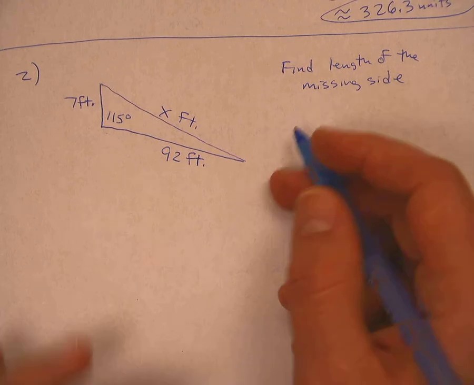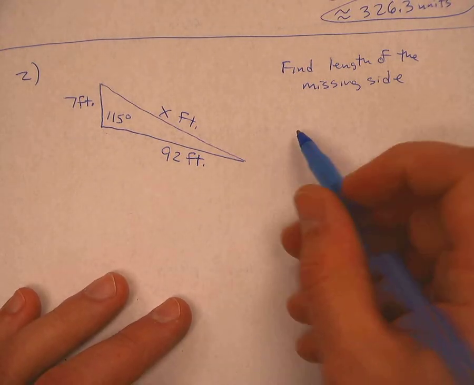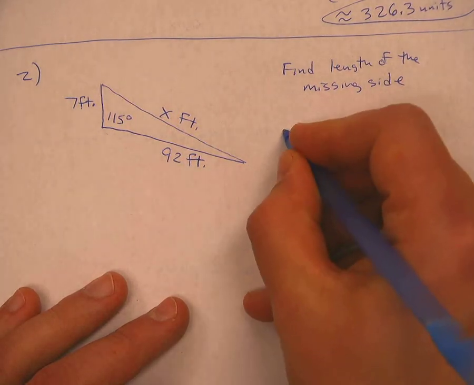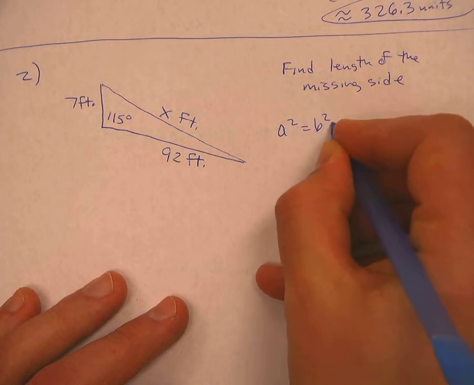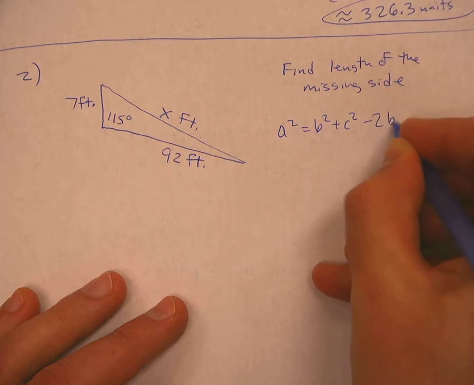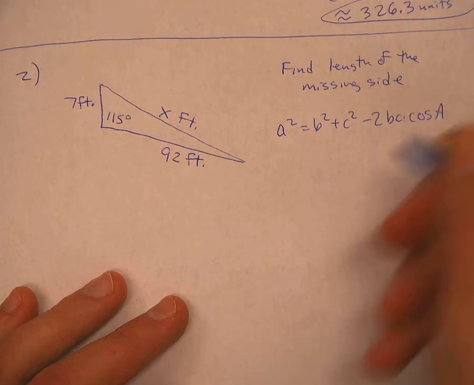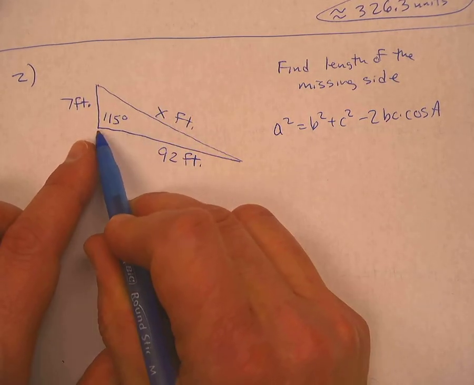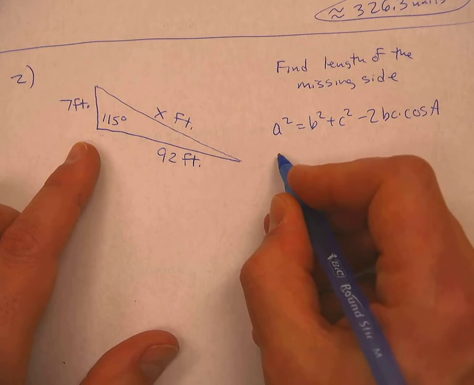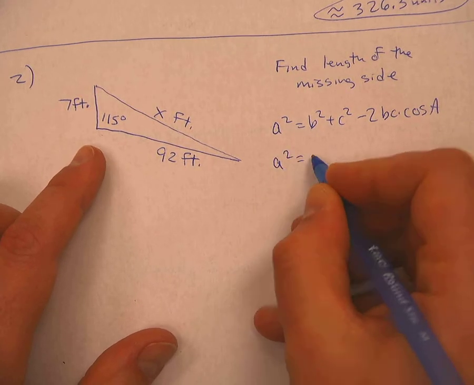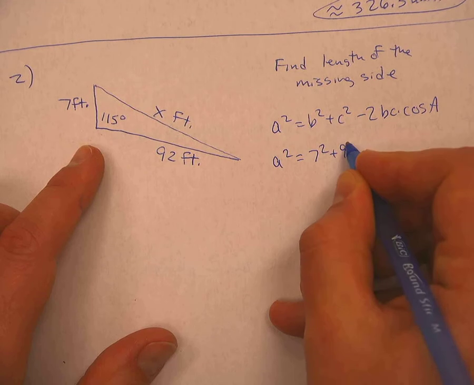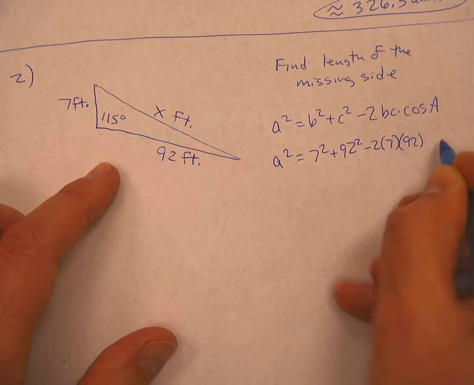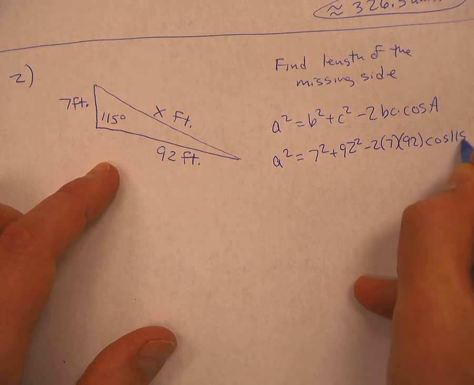So first of all, I need to know whether I use law of sines or law of cosines. I don't know an opposite side and angle, so I have to use law of cosines. That would be a squared equals b squared plus c squared minus 2bc times cosine of A. And let's say this is the a I'm trying to solve for, this would be my angle A, and this would be my b and c. So I'm going to take a squared is equal to 7 squared plus 92 squared minus 2 times 7 times 92 times the cosine of 115 degrees.